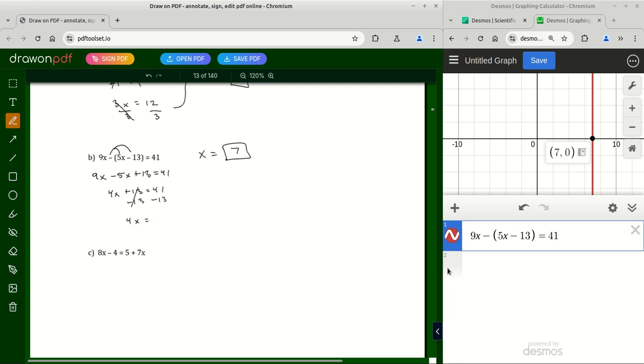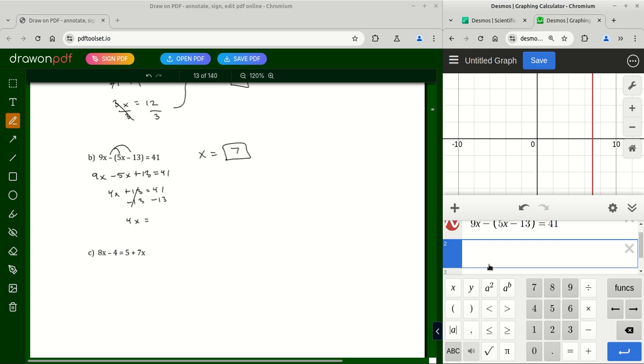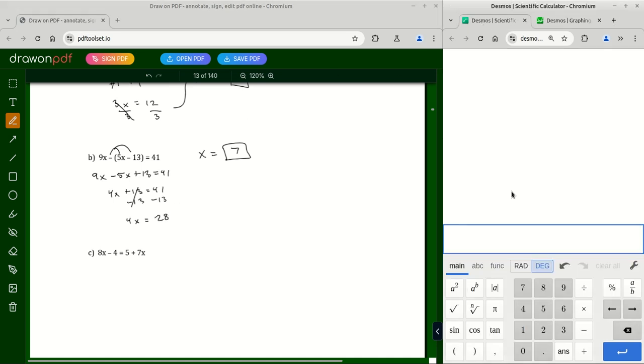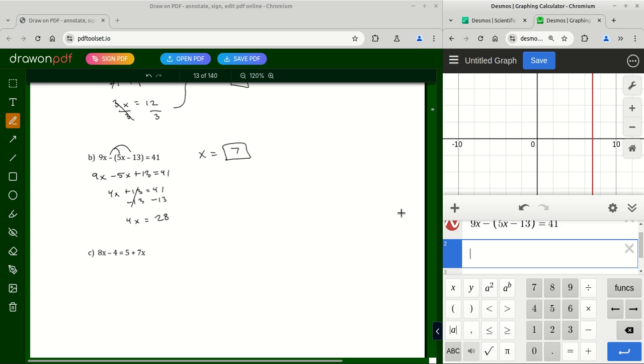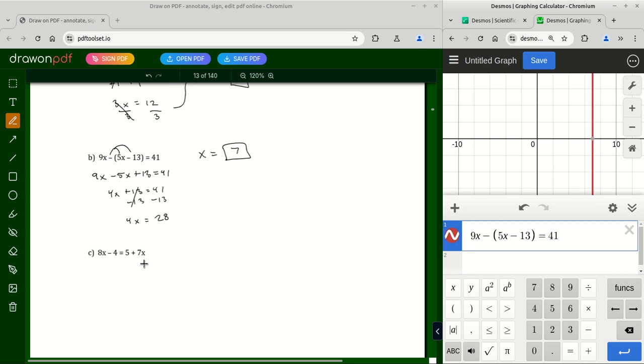41 minus 13. Another thing with Desmos graphing, although it's not recommended, you could just get numbers. That's fine. It would be much easier, of course, to go to scientific. So 41 minus 13. See, it's clear, it's easier, it's beautiful. So here we go. And then, of course, divide by 4 on both sides. And, oh my gosh, guess what I got? I got 7.